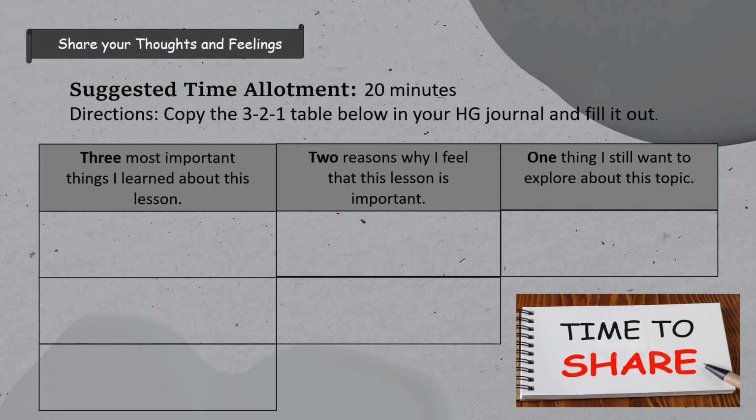It's time to share your thoughts and feelings. Directions: copy the 3-2-1 table below in your homeroom guidance and fill it out. In the first column, you are going to put the three most important things you learned about this lesson. The second column, the two reasons why you feel that this lesson is important. And the last one is the one thing you still want to explore about this topic.